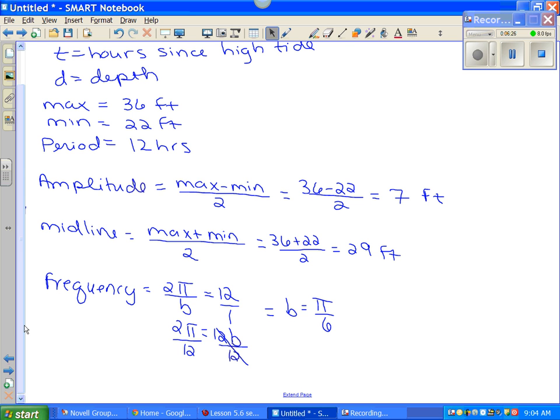All right, so from all that information, we're able to write our trig function, our sinusoidal function. So d equals 7 cosine pi over 6 t, plus 29. Excellent. Wonderful. Okay, so there's our function.